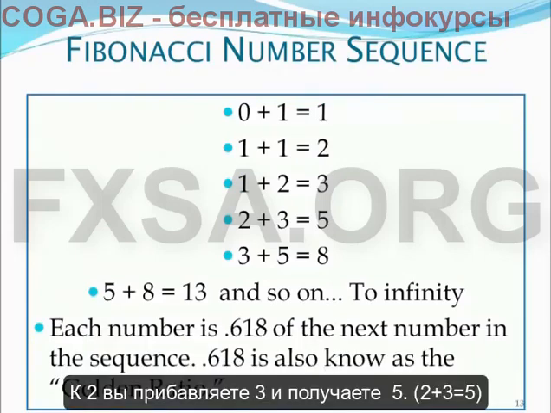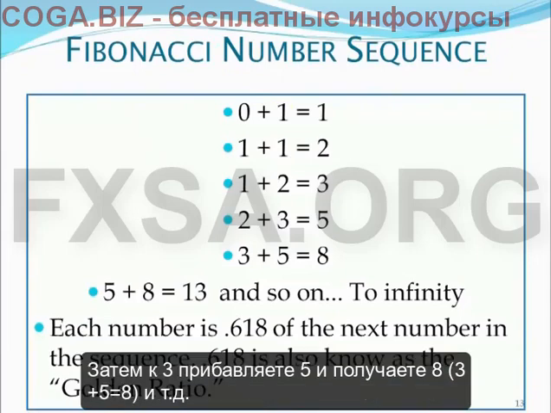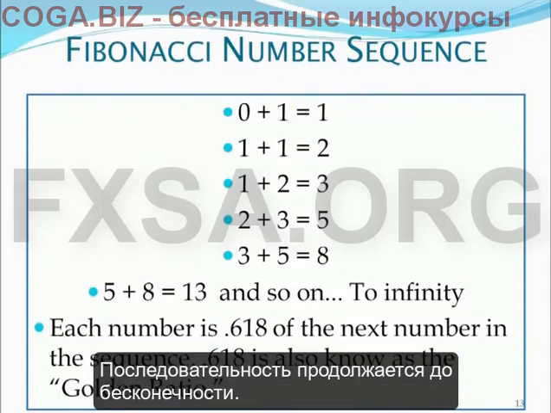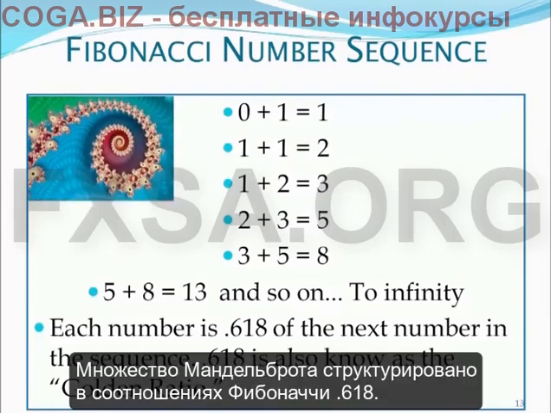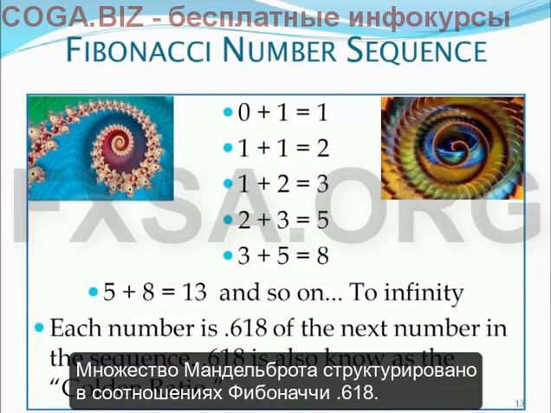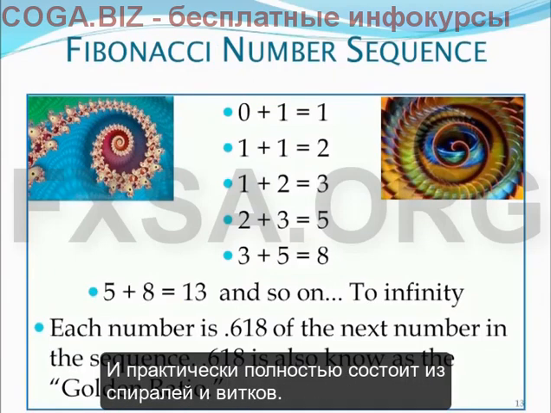You'll add 3 plus 2, and the answer is 5. You'll add 5 plus 3, and the answer is 8, and so on. The sequence continues to infinity. It's also known as the golden ratio. The Mandelbrot set is structured in Fibonacci 0.618 relationships and is composed almost exclusively of spirals and helixes.